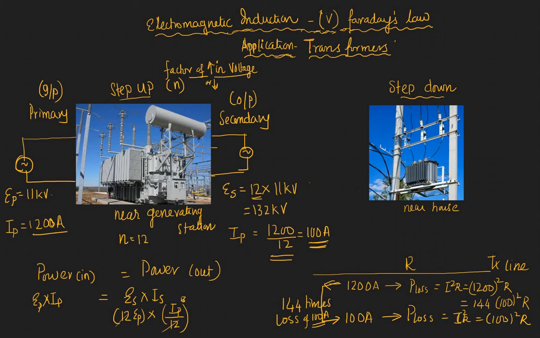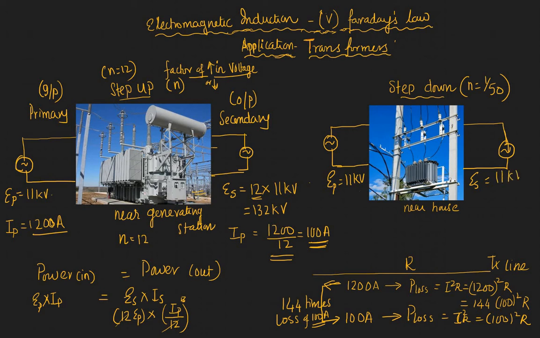Now, a step-down transformer does exactly the opposite. It takes an input of a very high voltage, and it gives an output in the secondary. Let's say N is 1 by 50. Here step down means N is less than 1. So here, your N was 12, so it increases voltage. Here it decreases the voltage, 11 kV by 50 times, and that gives you 220 volts.